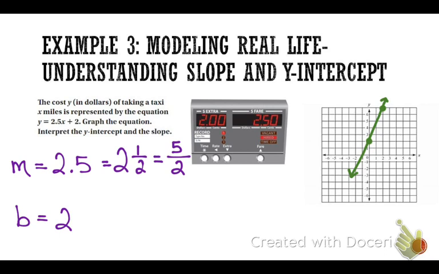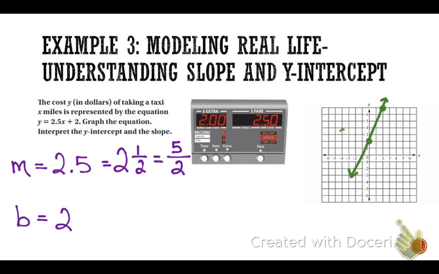Okay, so let's talk about the y-intercept first. Okay, in terms of what the values mean. What did my y value stand for? What did it stand for over there? 2. Dollars. Y is dollars, right? Okay, and X stood for what? Miles.